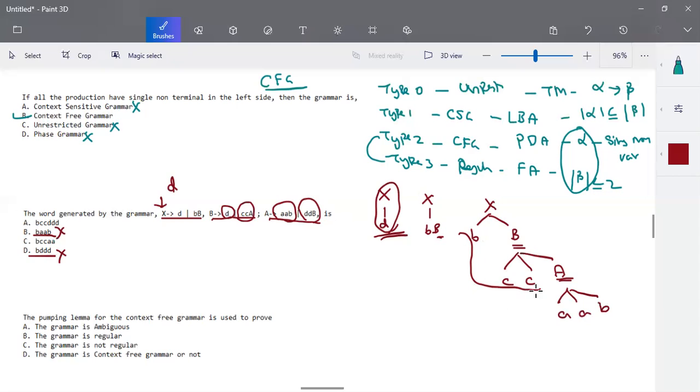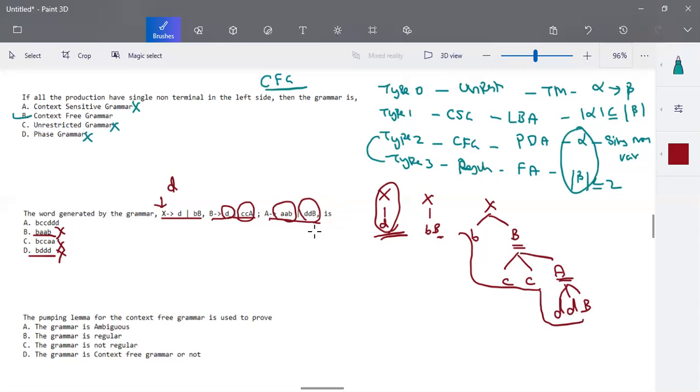Then the input actually derived by this is BCCAAB. Do you have any option for this? No. We have BCCAA. There is no B with this, so this cannot be generated. So this possible transition is not done for A. So we have to take up the next possible transition for A. So the next possible substitution for A is DDB. So we can make a transition as DDB.